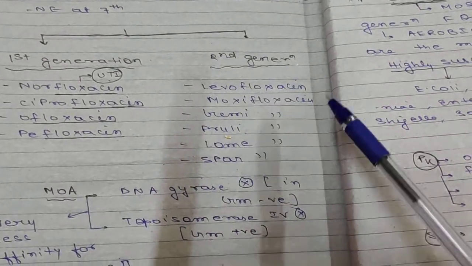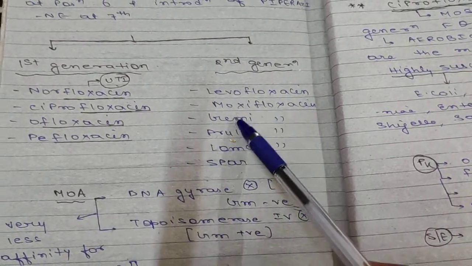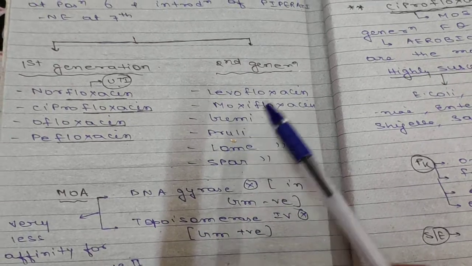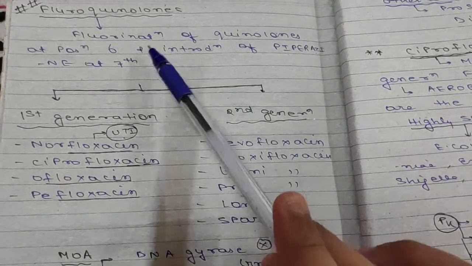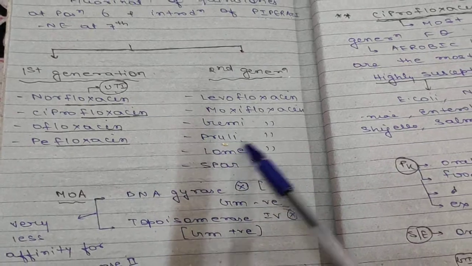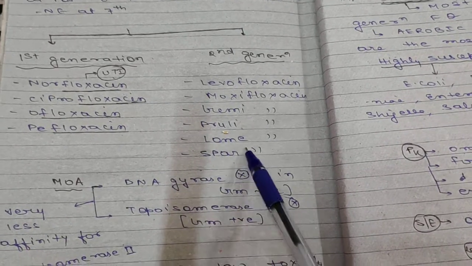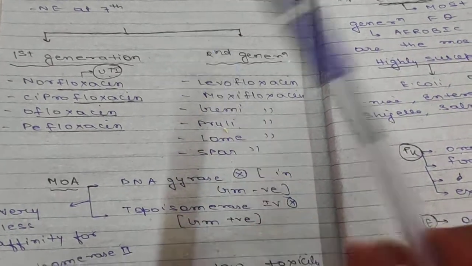Then the second generation includes levofloxacin, then moxifloxacin, gemifloxacin. So if the word floxacin comes, it indicates fluoroquinolones. Then prulifloxacin, gatifloxacin, and sparfloxacin. So these are the two generations of drugs.